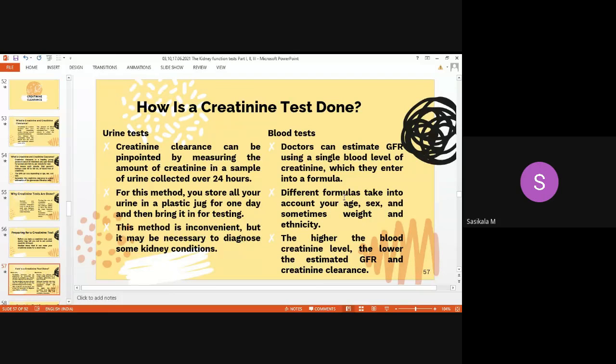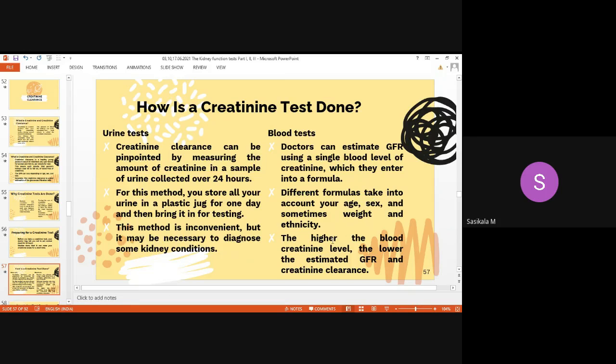And different formulas take into account your age, sex, and sometimes weight and ethnicity. So taking all these parameters, we can calculate the glomerular filtration rate, since it varies according to the age, sex, and weight of the individuals. Taking these factors into consideration, even creatinine clearance and glomerular filtration rate are calculated.